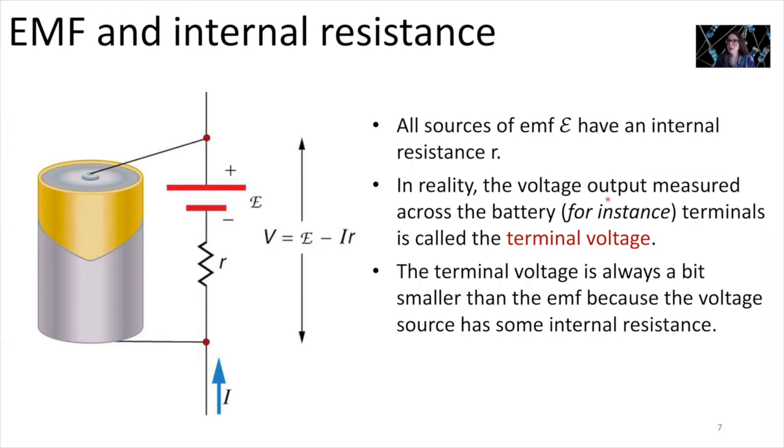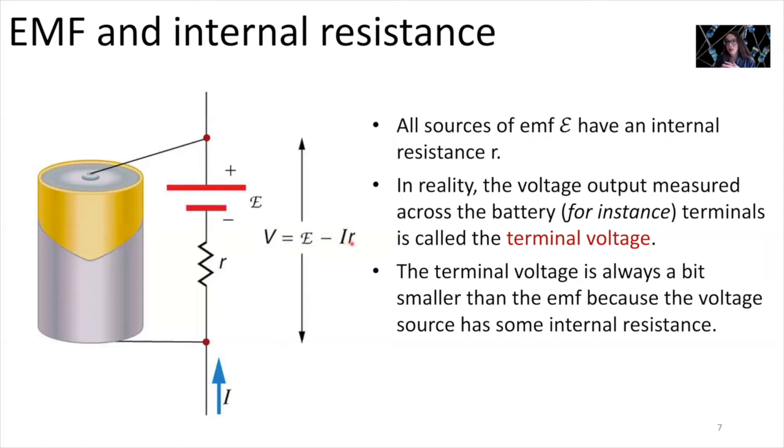In reality, the voltage output measured across a battery's terminals, for example, is called the terminal voltage. The terminal voltage is always a little bit smaller than the EMF supplied by the battery because the voltage source has some internal resistance. To calculate the terminal voltage of a battery, the terminal voltage is equal to the EMF supplied by the battery minus the current running through it times the little r, the small amount of internal resistance in your battery.